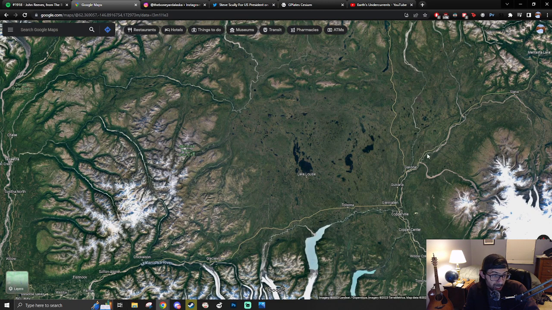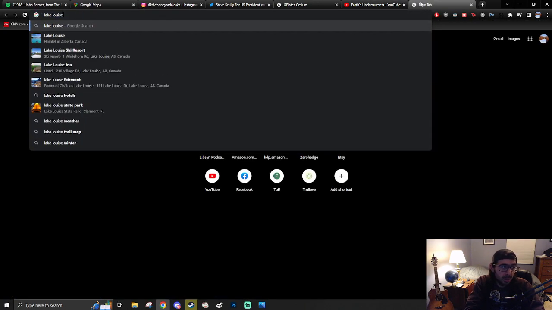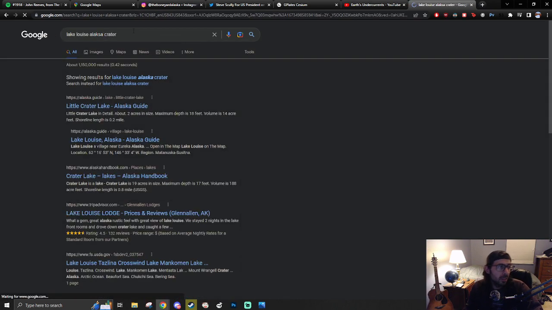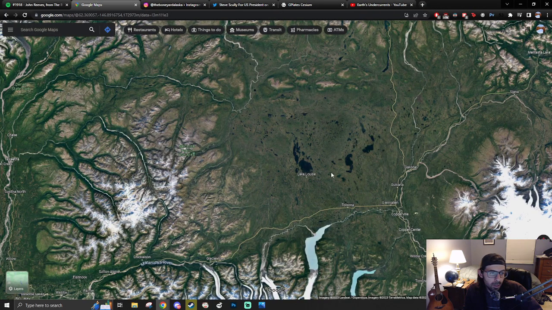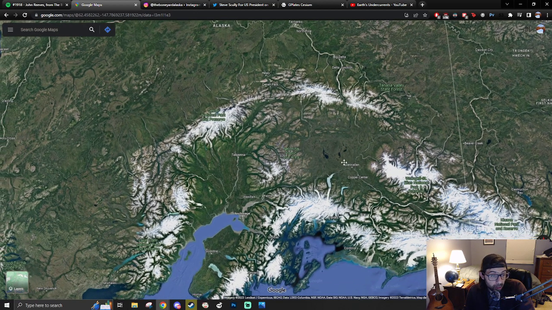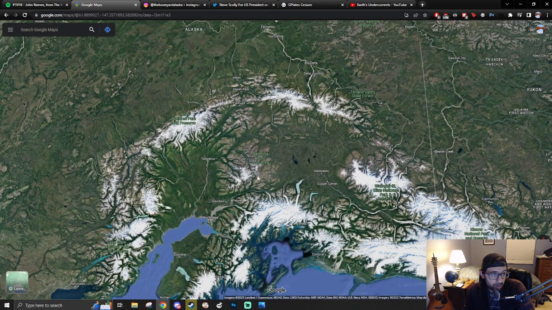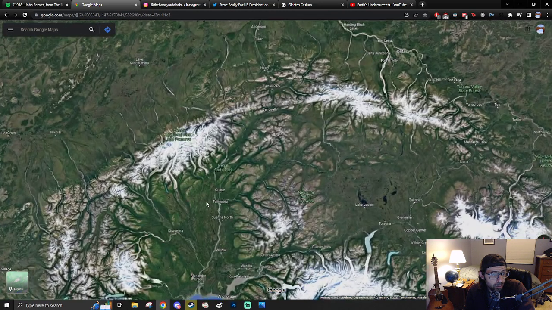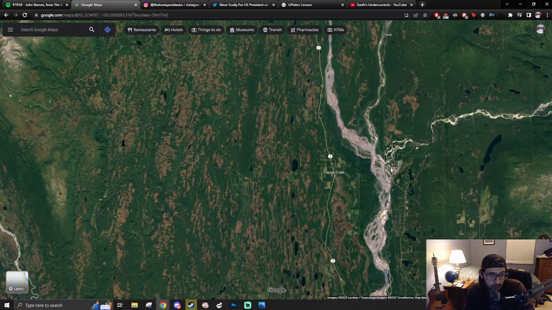Is that considered a crater? Lake Louise. Lake Louise, Alaska. Almost. Crater. I mean, it's not a crater, but I'm just curious if it's considered a crater. This name is very familiar. I don't know why.